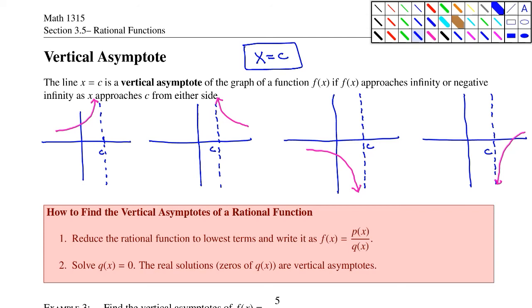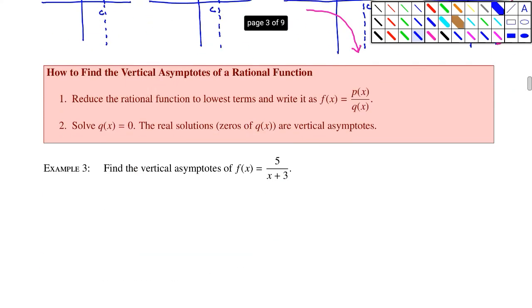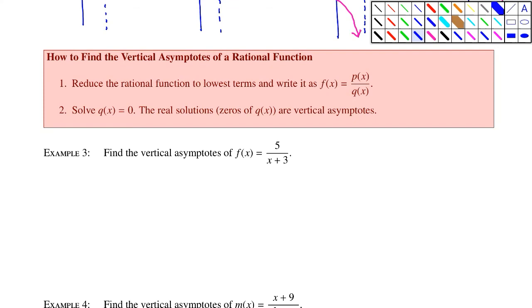Now, how do you find the vertical asymptotes of a rational function? First, you want to reduce your rational function to lowest terms and write it as a rational function f of x is equal to p of x over q of x. This just means that you should try to factor your rational function and cancel common factors as the first step, and then use only the reduced form of your rational function. Then, step 2, take the remaining denominator, q of x, set it equal to 0, and solve for x. The real solutions to this equation are the vertical asymptotes.